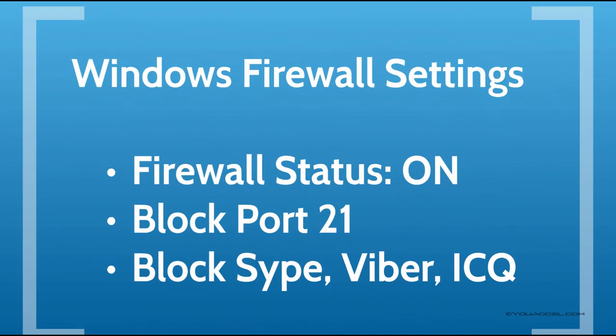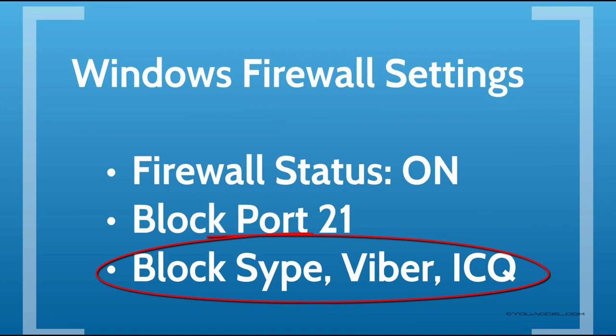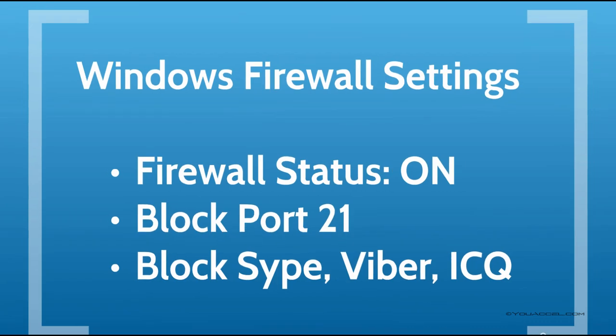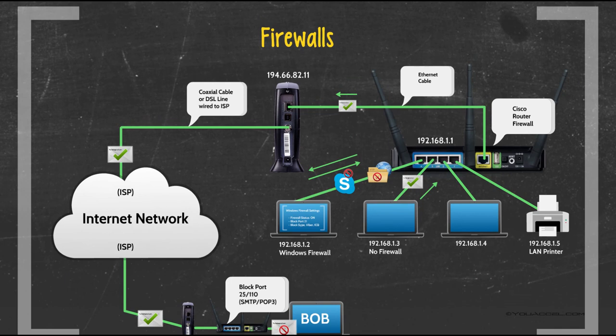In this illustration, we can see that the firewall on this computer does not allow the application Skype, ICQ, or Viber to communicate with the internet. If the user attempts to transmit data packets through these applications, they will be blocked by the system's software firewall.